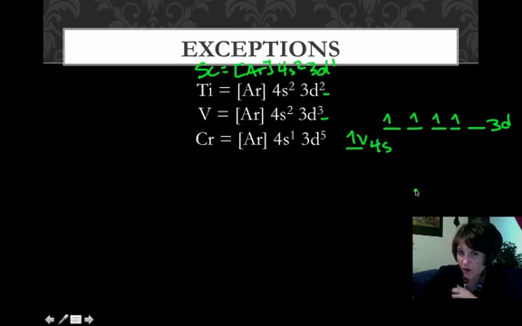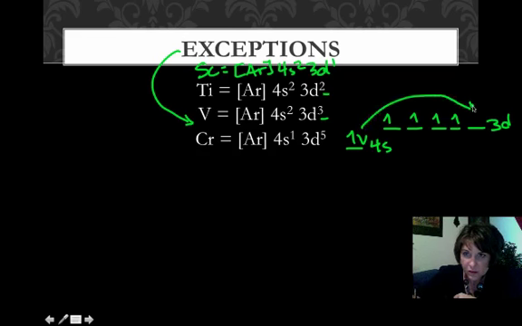But see, what chromium does as an exception is that it kicks an electron out of the s and promotes it to the 3d orbital. And here's why. A half-filled shell would be more stable than one that's lacking just one electron. It's so much more stable, in fact, that the cost of moving this electron out of the 4s is regained in the end by putting it into a more stable position in the 3d.